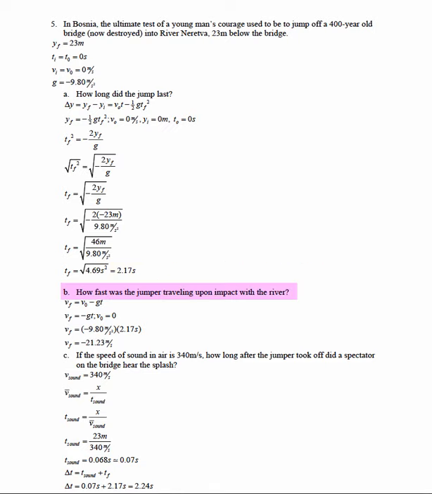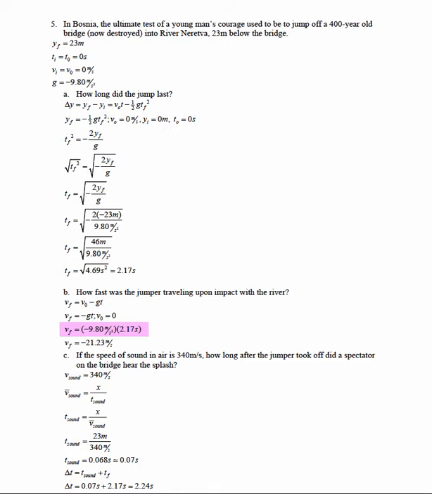Part B asks us then, how fast was the jumper traveling upon impact in the river? So if we use our expression that says the final velocity is equal to the initial velocity minus gravity times time, again, the expression simplifies. The v naught disappears because the initial velocity was 0. We end up with v final is equal to minus the gravity times time.